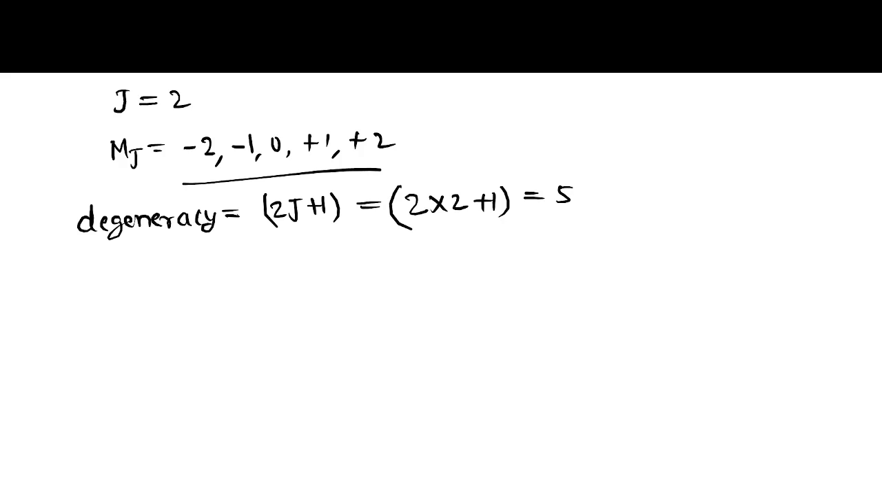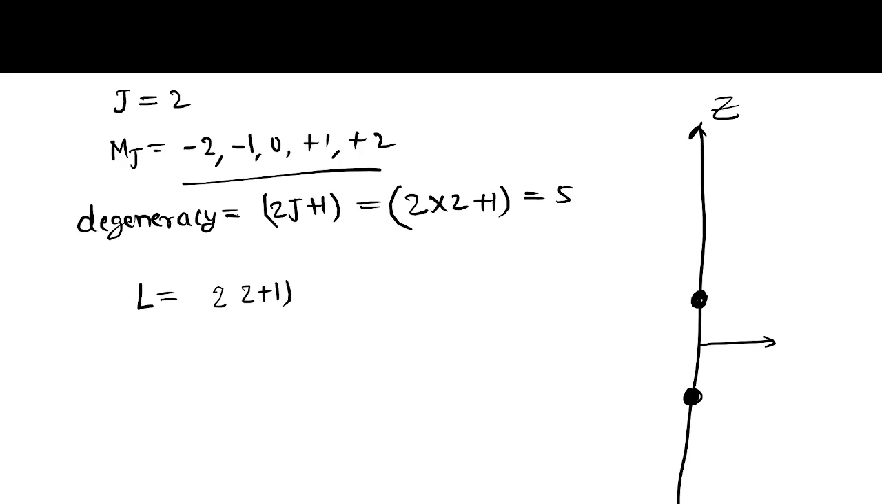Okay, so degeneracy, if you try to draw it: let's say we have the z axis or laboratory axis, and then let's say we have a diatomic molecule like this. This is our angular momentum L, and what will be the magnitude of angular momentum? 2 plus 1 in the unit of h cut, so you'll get 6. So the magnitude will be under root 6.